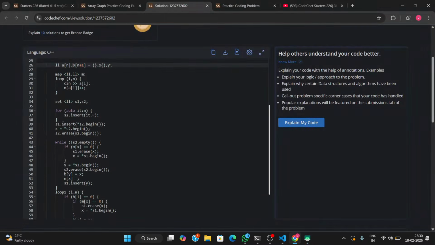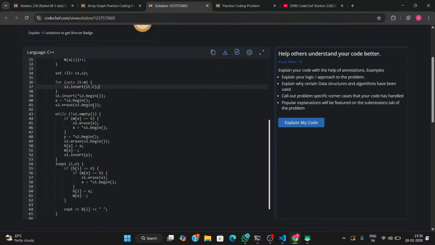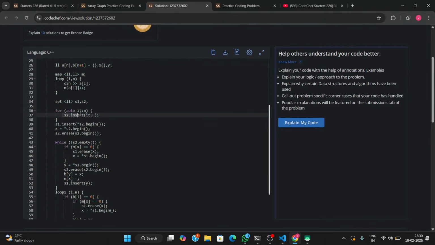So in S1, I first of all inserted any one element of the map. I took S1, I took S2, right? So in S2, I inserted all of the elements of the map. All of the elements that have edges are inserted in S2, right? So I need to start with any one element. So I will take the first element from S2. I will insert it to S1. I will erase it from S2. Now what I need to do is connect all of the elements that are in S2 to the elements that are in S1.